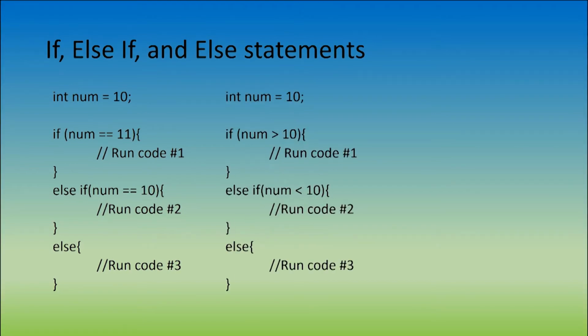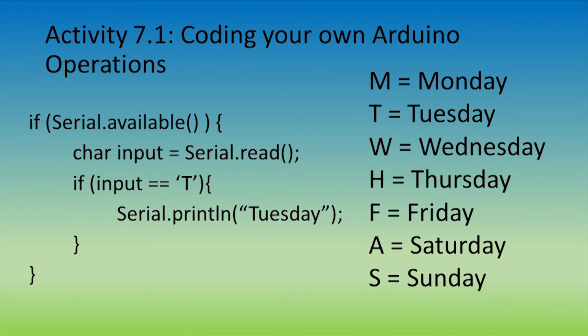Now take a moment to look over the second group of code and decide which code will run. The answer is code number 3, because num is neither greater than or less than 10. Now take a moment and decide what happens during the next code. The answer is that nothing happens because the only conditional statement is whether num is greater than or equal to 11, which is untrue.